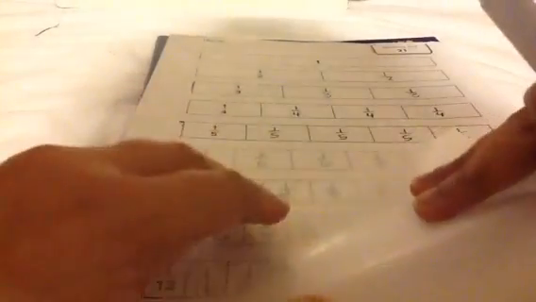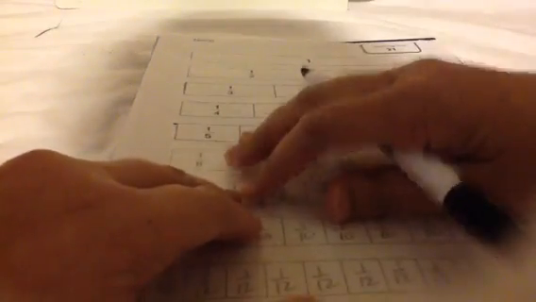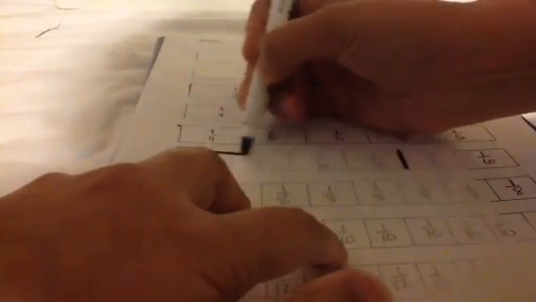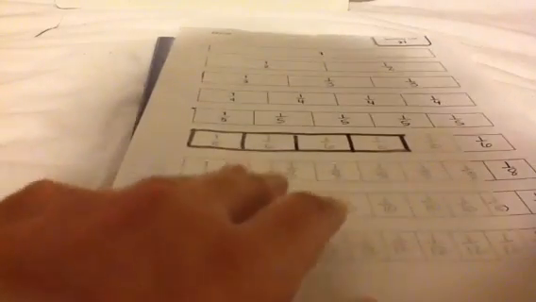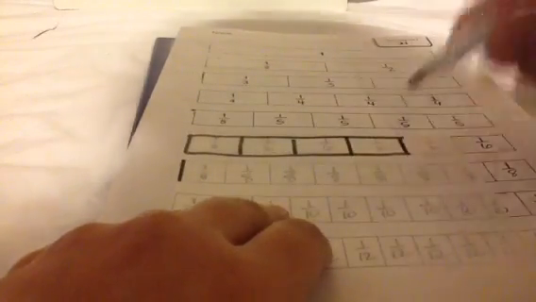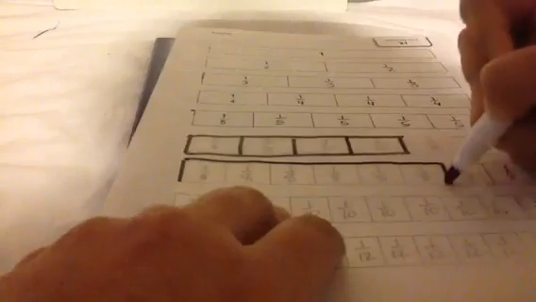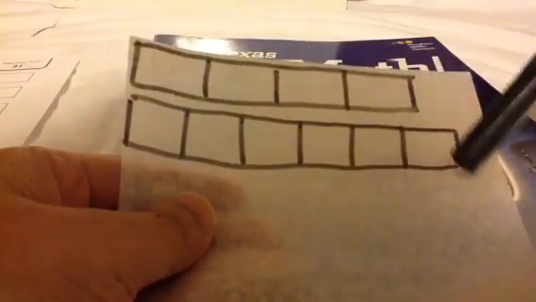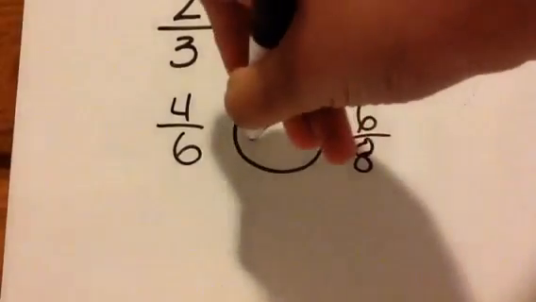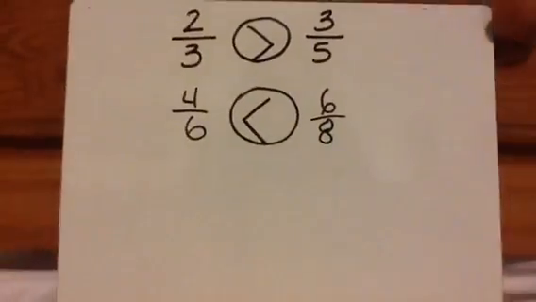So 4/6 compared to 6/8. So right here is my eighths. 1, 2, 3, 4, 5, 6/8. So looking at this, I can tell 4/6 is less than 6/8. So then on here, I can draw the symbol that way to show 6/8 is greater than 4/6.